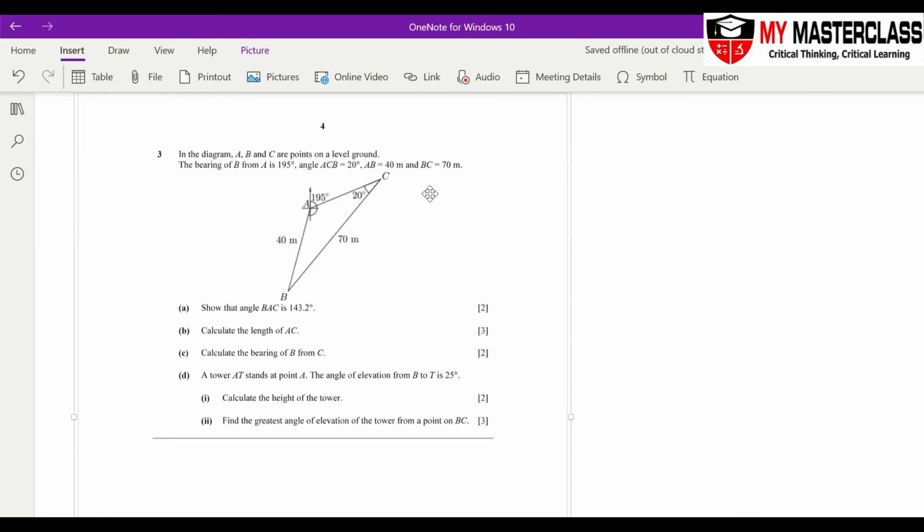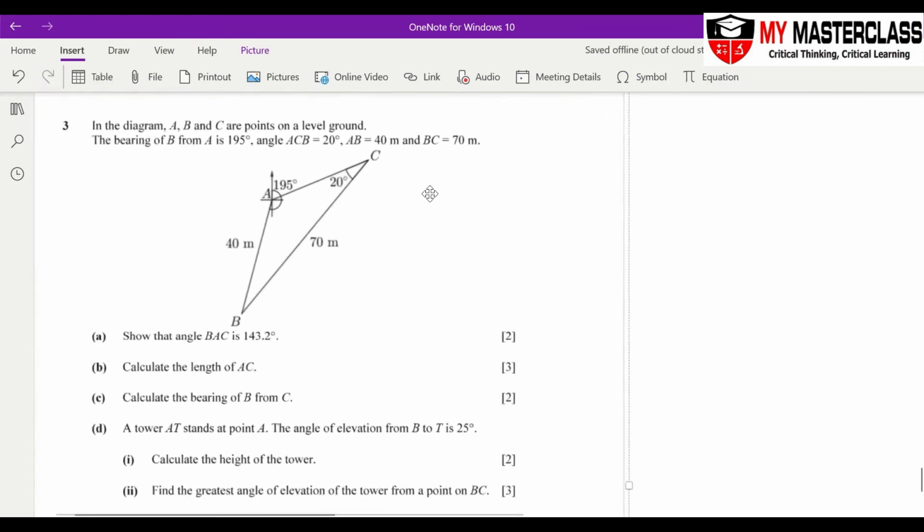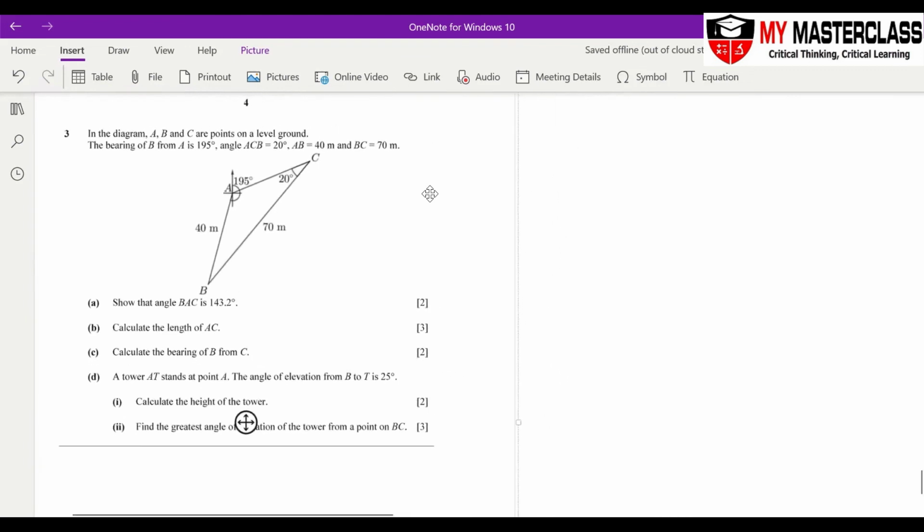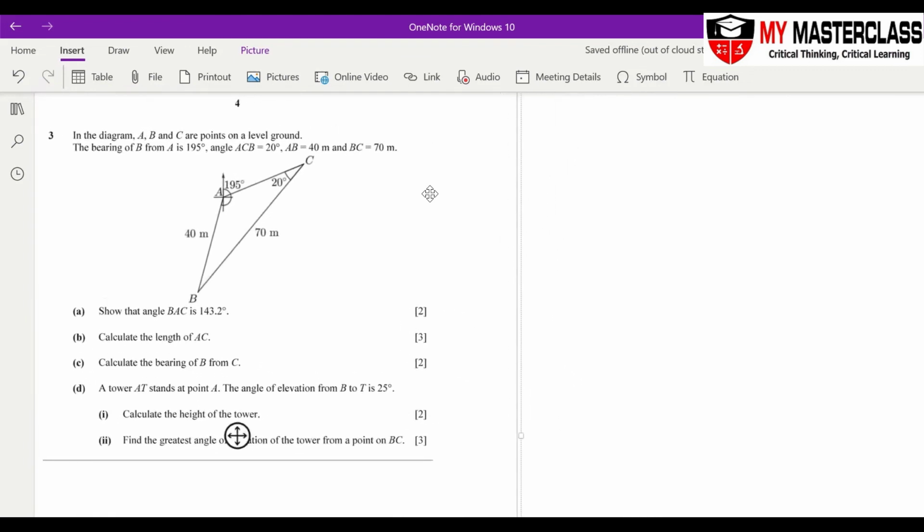Okay, show that angle ABC is equal to 143.2. Now look here. You want to find this angle, yes? Now, for the cosine rule, we use two sides and the included angle, right? But in this case, do we have two sides and an included angle or not? We do not have. So we use the sine rule right now.